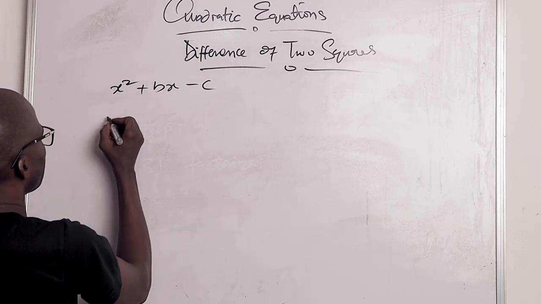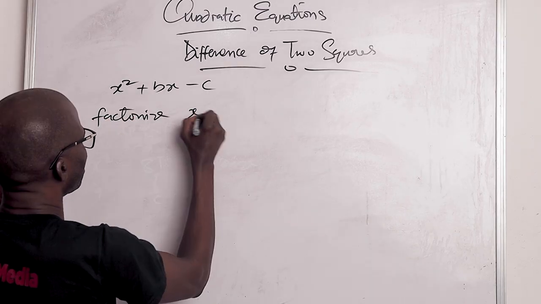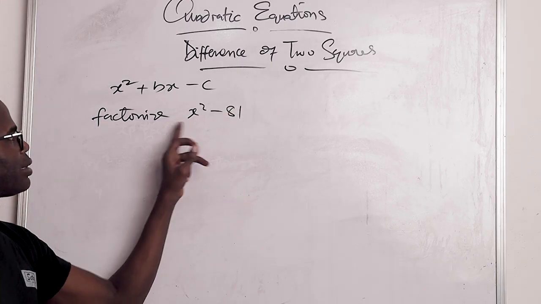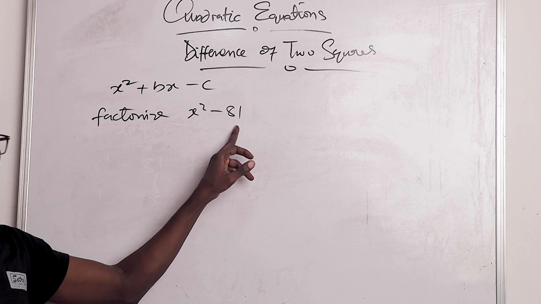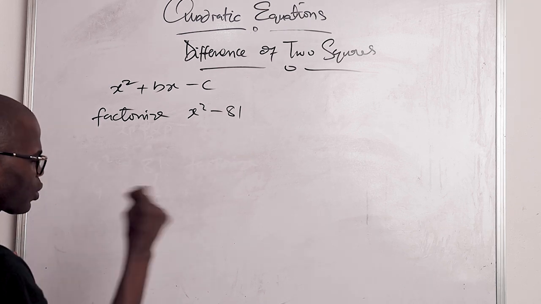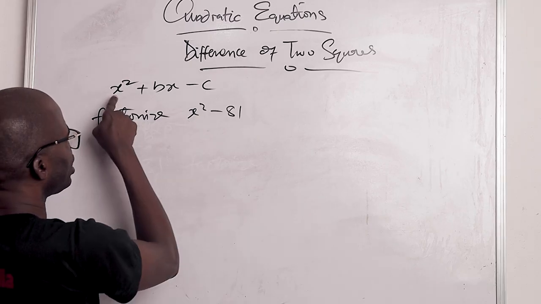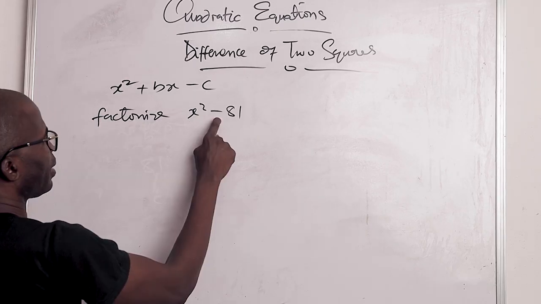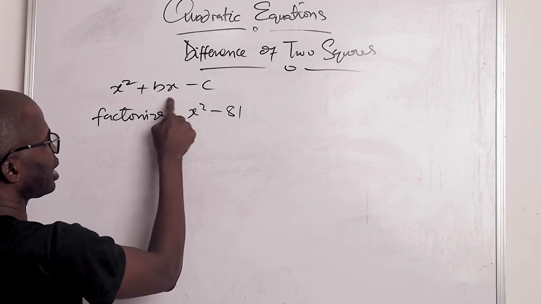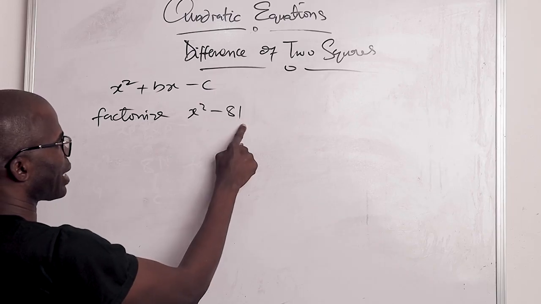For a difference of two squares, they can say factorize x squared minus 81. When you have this kind of presentation, the first thing that should come to your mind is you've seen the first term, which is here. Immediately after the first term, you are expected to see the second term, but the second term is not there. They have moved into the constant term, which is minus 81.